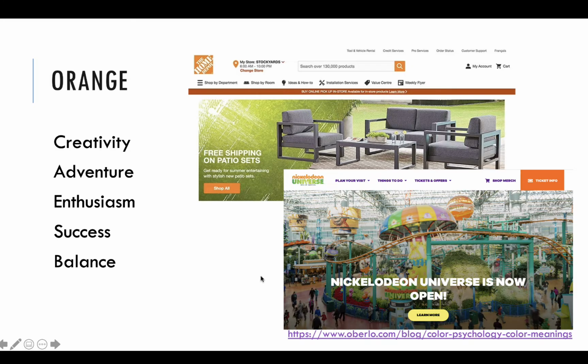And so I have a couple of examples here where you will see like the DIYers that go to Home Depot. They're often enthusiastic. They like to try their own things. They often are very creative. And here's another one, Nickelodeon Universe. Again, very creative. This is actually from Nickelodeon Universe in the Mall of America, from where I'm from, Minneapolis, Minnesota, and it's very much about adventure and a theme park within a big mall. Very colorful and creative. So think about orange in that regard.